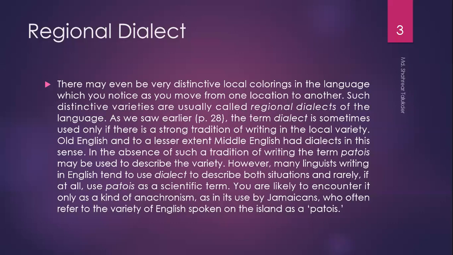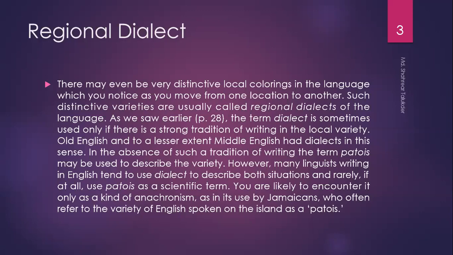As we saw earlier, the term dialect is sometimes used only if there is a strong tradition of writing in the local variety. So we call it a dialect if there is a writing system. Old English and, to a lesser extent, Middle English had dialects in this sense. In Old English and Middle English, they had a written form, and that's why we call them dialects. This is one of the preconditions: a dialect is very close to a language. It itself is a language, but it is not a standard.